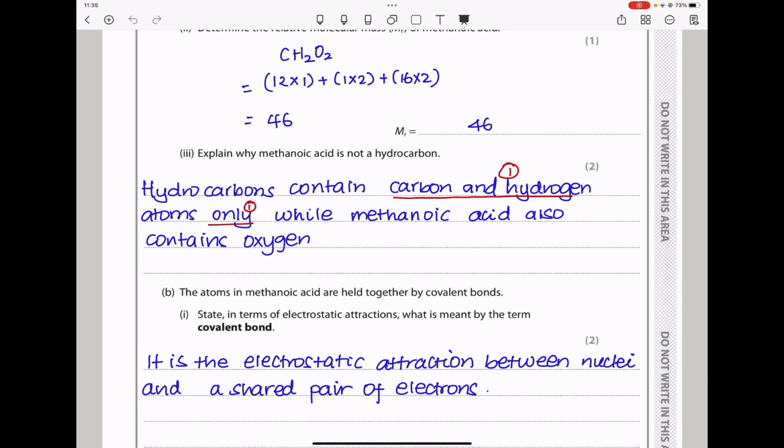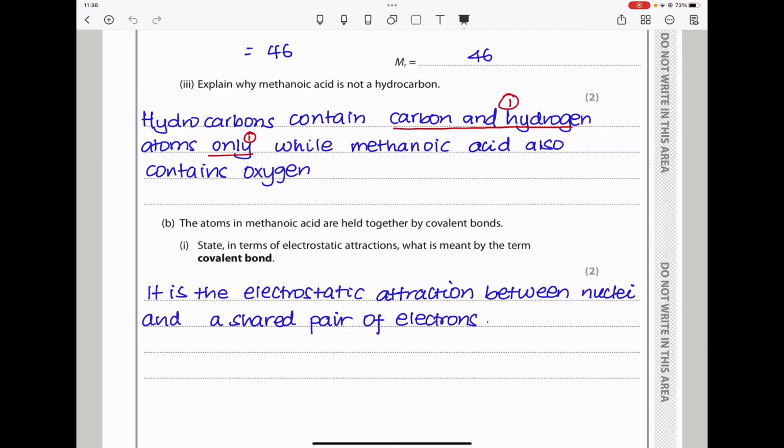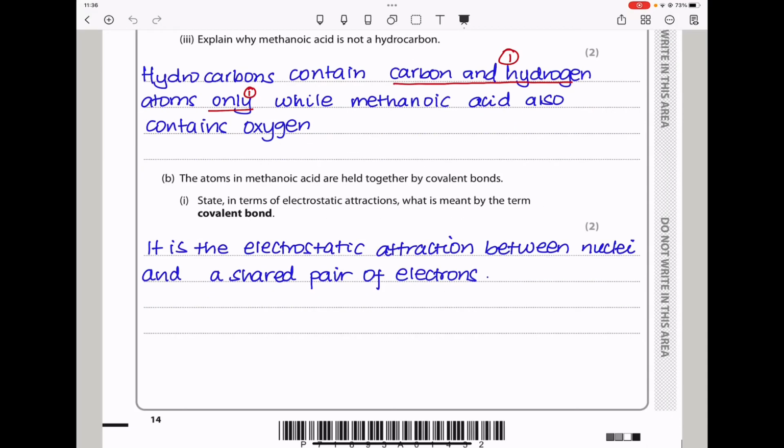Next, they say, explain why methanoic acid is not a hydrocarbon. Methanoic acid is not a hydrocarbon because hydrocarbons contain carbon and hydrogen only, while methanoic acid contains an oxygen atom as well. In part B, the atoms in methanoic acid are held together by covalent bonds. State in terms of electrostatic attraction what is meant by the term covalent bond. A covalent bond is the electrostatic attraction between nuclei and a shared pair of electrons.